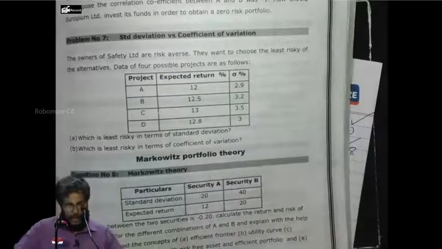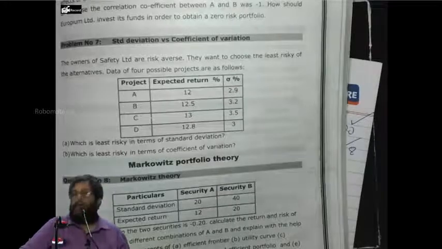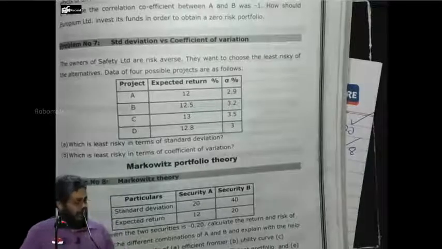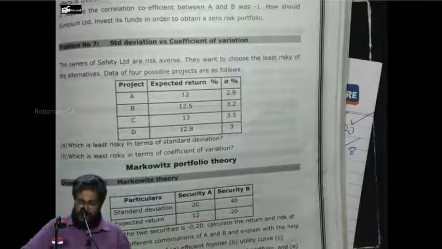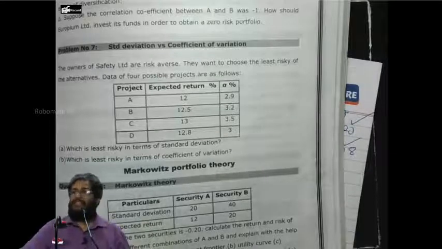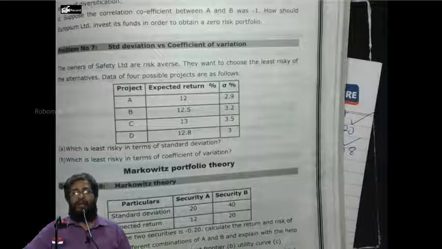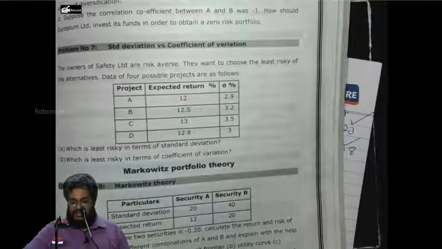Can I present or not? Now, question number 7, part A. In terms of standard deviation, A is the least risky project because of its lowest sigma, because of its lowest standard deviation. Can I proceed?